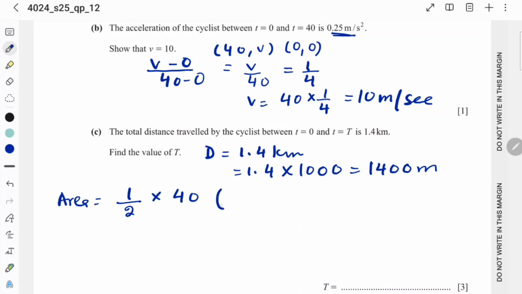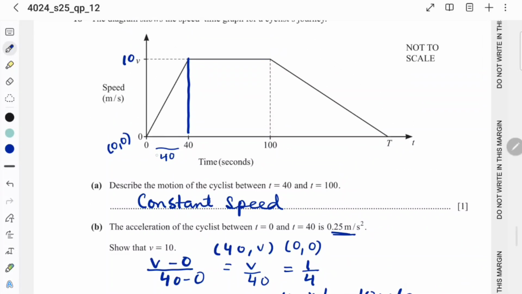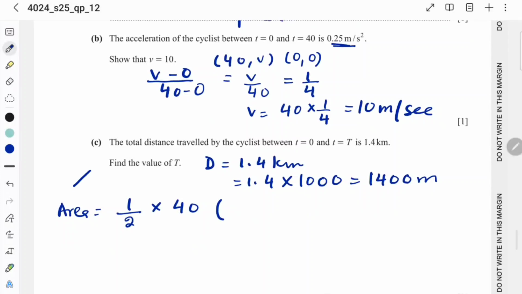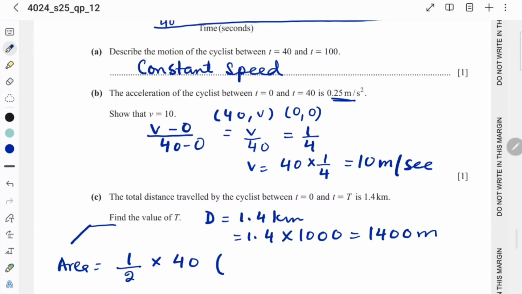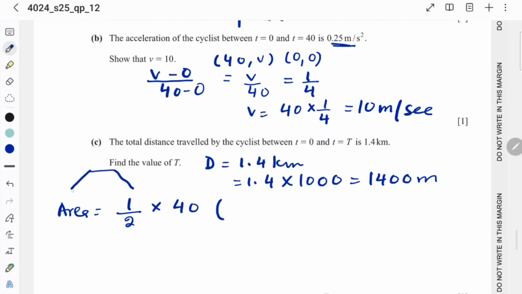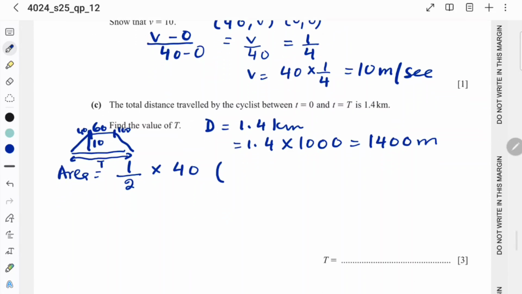So half times height into the sum of parallel lines. The parallel lines are the whole t, and 100 minus 40 is 60. Okay, you have the trapezium here. This is 10, the whole is t, and this is 60 because it's still 40 and 100, so that's why it is 60. Okay, so half times 40 into 60 plus t is equal to the given 1400 meters.